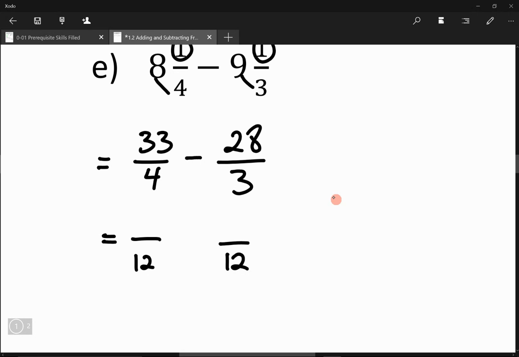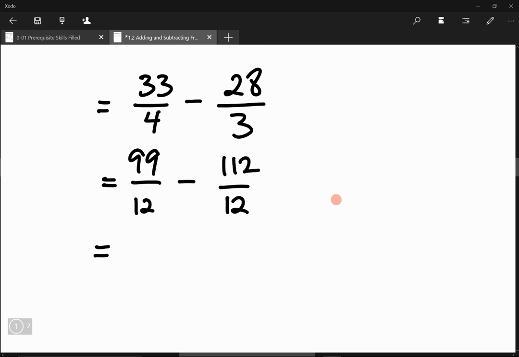So I have to multiply this 33 by 3, and that's going to give me 99. And I have to multiply the 28 by 4, because 3 times 4 is 12, so 28 times 4 is 112. Subtract those two values. My final answer is 99 minus 112, which is negative 13 over 12.